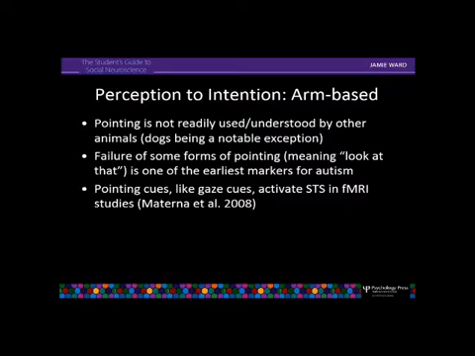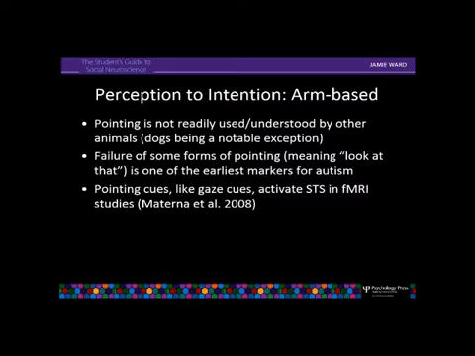And there are two kinds of pointing, even though both look like that. One is called proto-declarative pointing, and it means look at that. And one is proto-imperative pointing, which means I want that. Okay? And what you find is that children with autism, even at 18 months, are impaired at proto-declarative pointing, look at that, but not I want that.